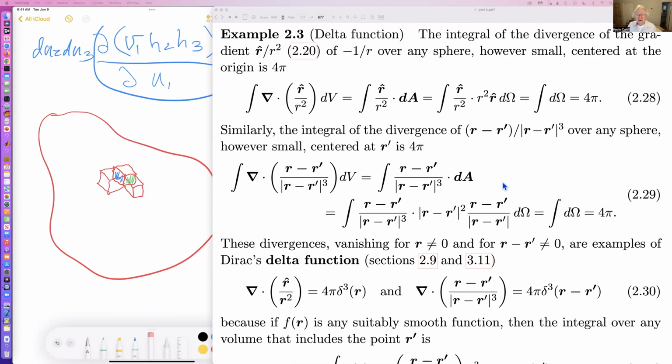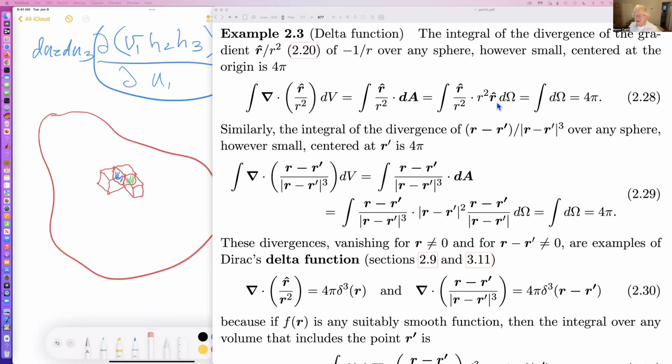Normally I skip the examples, but in some cases it's useful. So, for example, the integral of the divergence of the gradient of -1 over r, over any sphere, however small, centered at the origin, is this. The divergence of this integrated is the integral of r hat over r squared over the area, and dA is r squared r hat d omega. The r hats give you unity, the r squareds cancel, you just have d omega, 4 pi. So this is a quite remarkable formula.